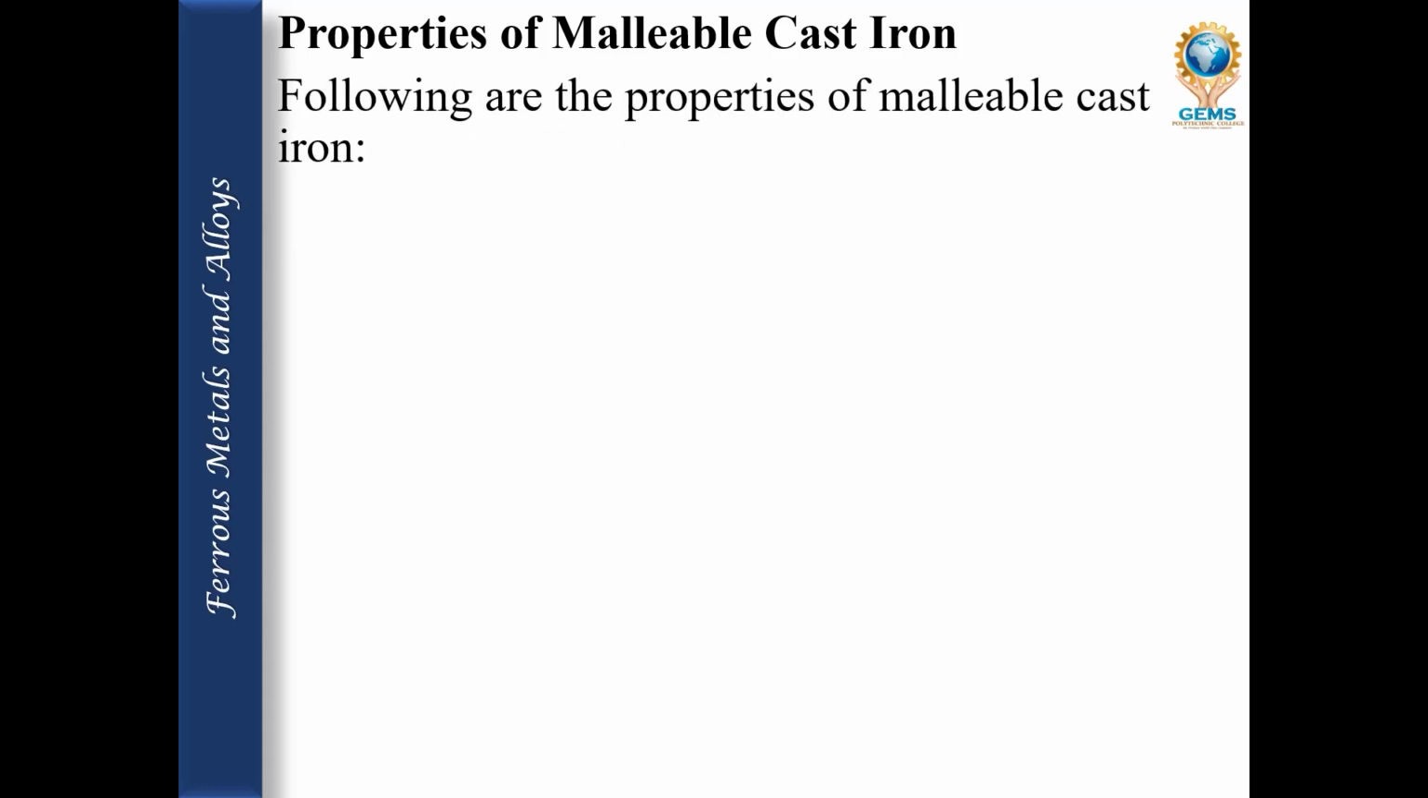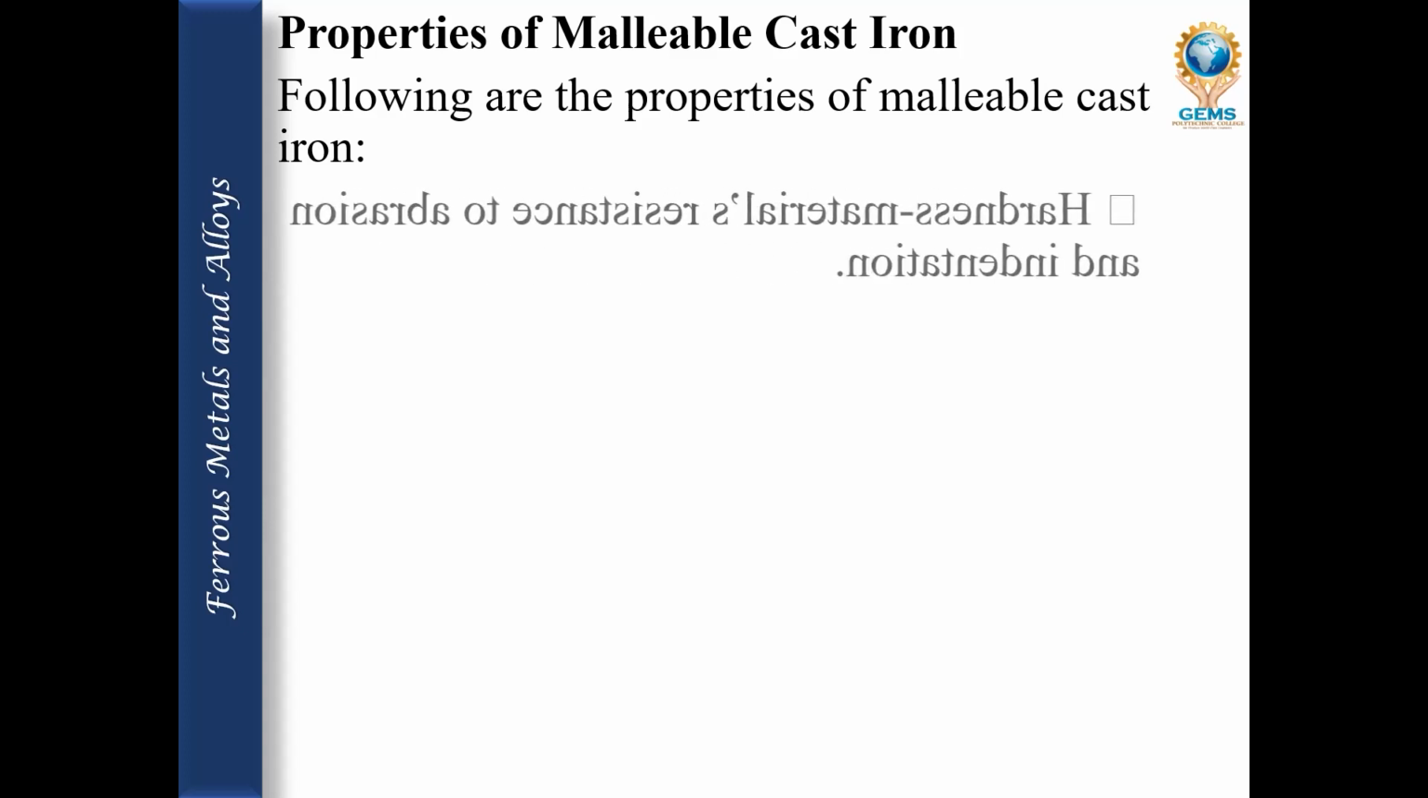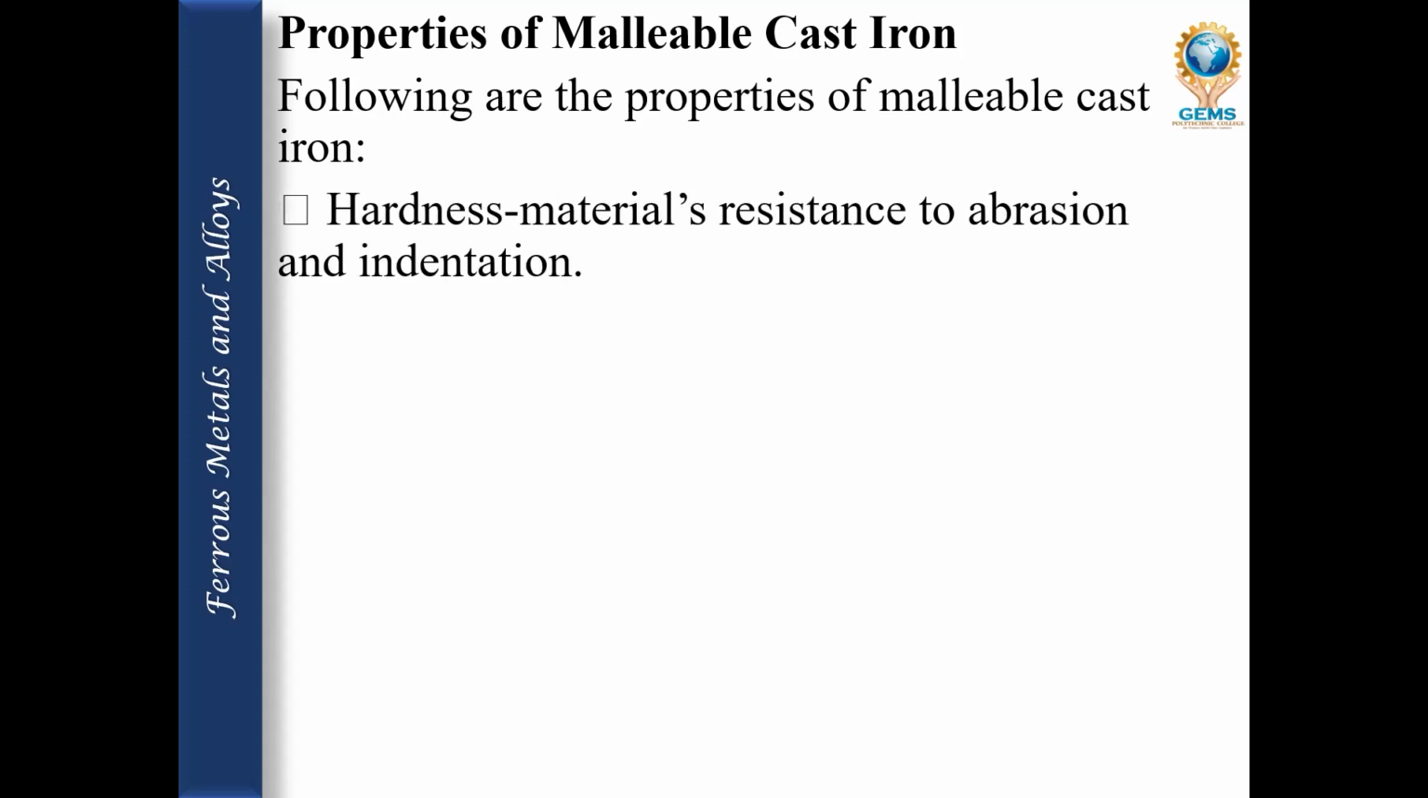Next is the properties of malleable cast iron. The first one is hardness, the material's resistance to abrasion and indentation. Malleable cast iron has high hardness. I will not say that it is unbreakable, it is breakable, but it has a resistance to abrasion and indentation.